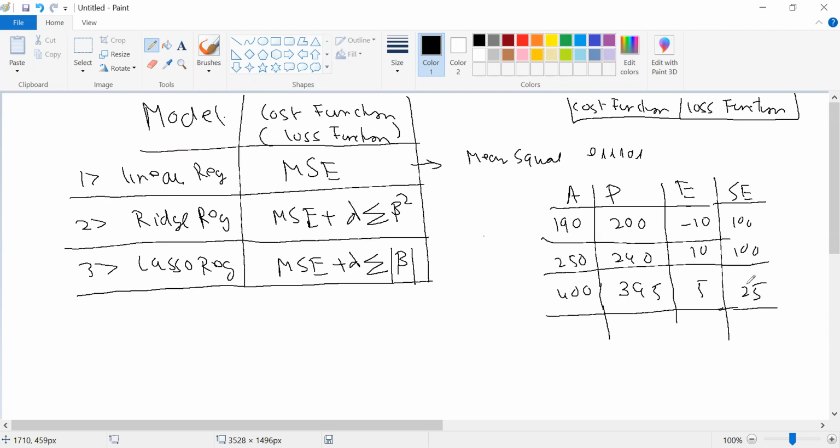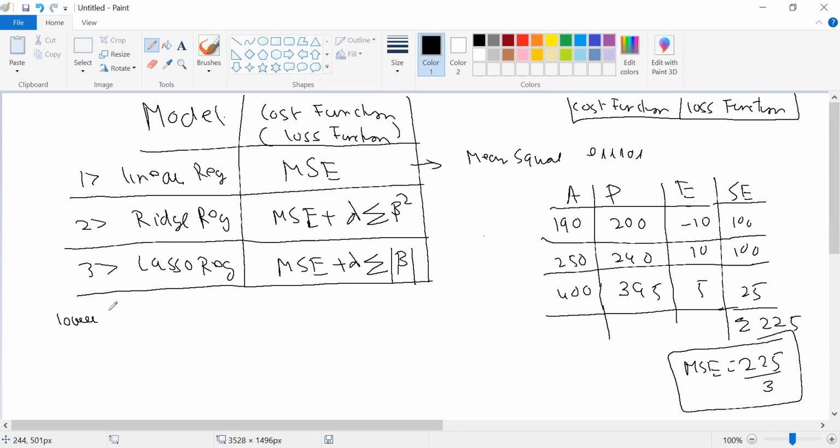Then we will take the summation. Then MSE would be 225 divided by 3, whatever it may be. So this is your MSE, right? Now, basically, we know that lower the MSE, better is the model. Lower the MSE, better is the model.